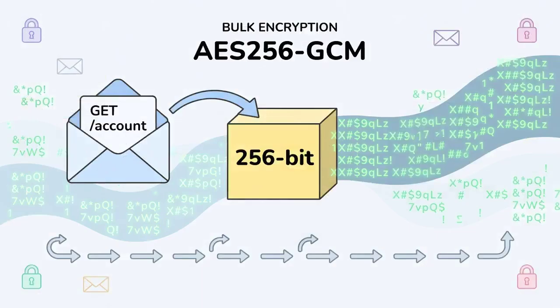The third segment, AES-256-GCM, is the bulk encryption cipher, 256-bit AES running in Galois/counter mode. Once the shared secret is established, this cipher encrypts every byte of application data flying across the connection, turning your requests and responses into unreadable ciphertext.